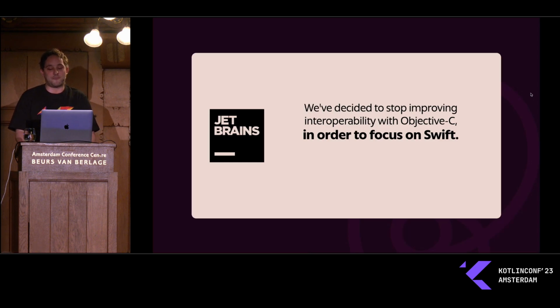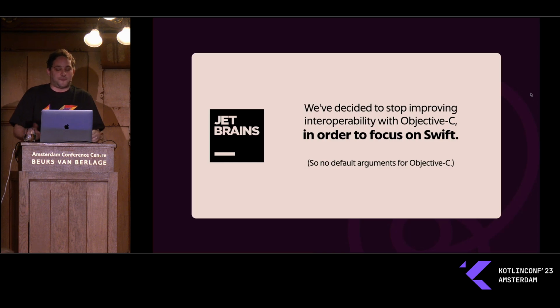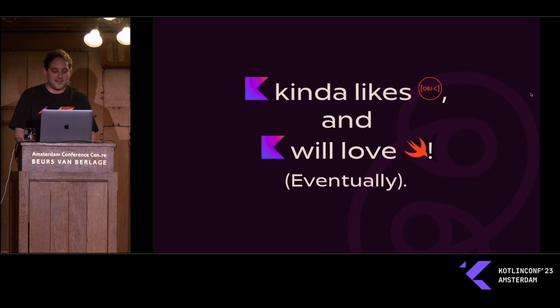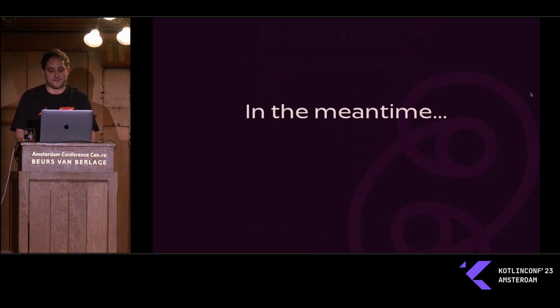However, there's a downside to this decision. We've decided to stop improving interoperability with Objective-C. That means Objective-C won't be improved, so there will be no default argument support for Objective-C. But yeah, good news: Kotlin will love Swift. But eventually. In the meantime, we need to do something about it.